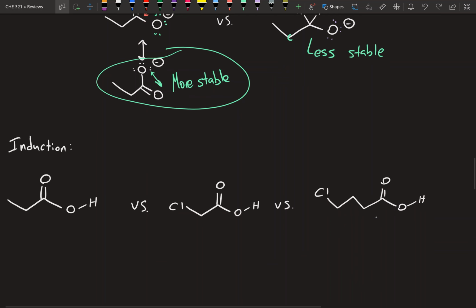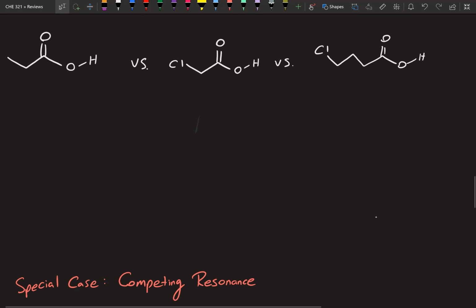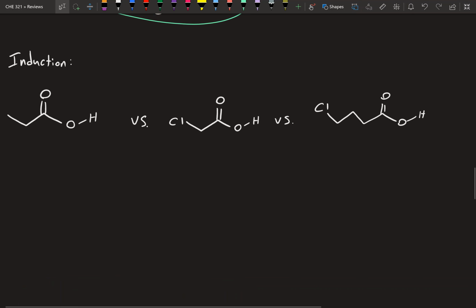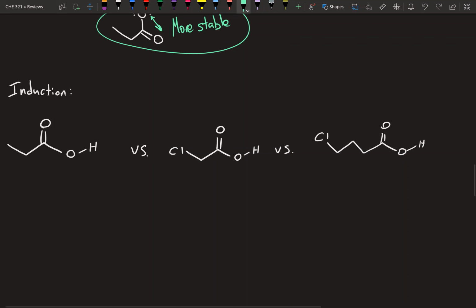Now we're going to move on to induction. Okay? So what induction is, you'll see most often halogen atoms are going to be on your compound, right? Halogens are that column with chlorine, bromine, and iodine. All right. And so what induction does is it utilizes the electronegativity of a halogen to stabilize a negative charge.